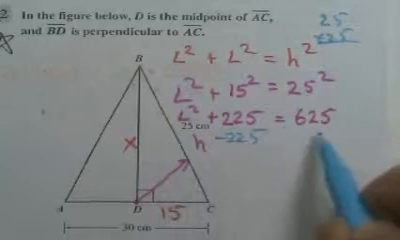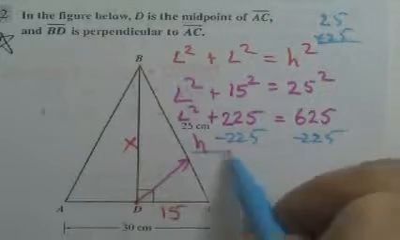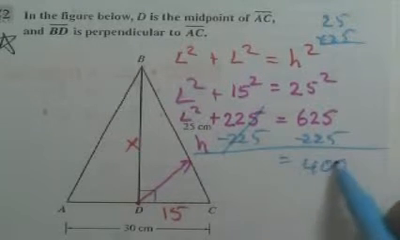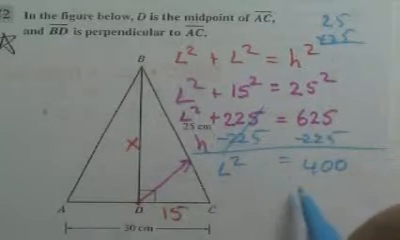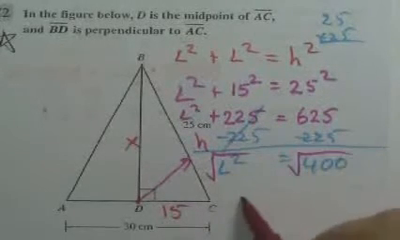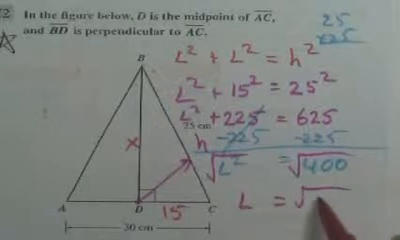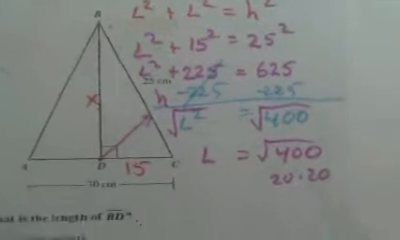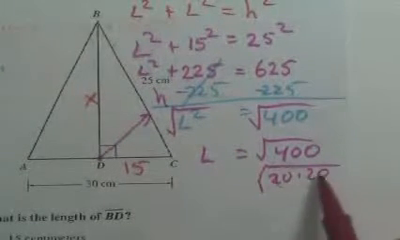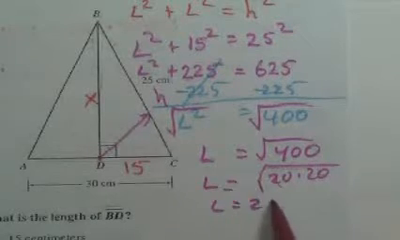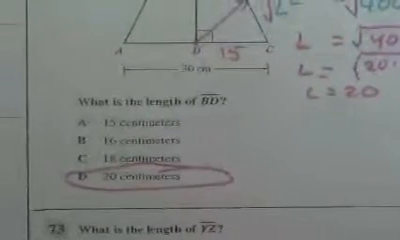I subtract 225 on both sides. That's gone. And 625 minus 225, that's 400. And then I want to know what L squared is. Next, I square root it. And L is the square root of 400. Now, wait a minute. 400 is 20 times 20. So a pair jumps out. Your answer is 20 then. L is 20. Correct answer is letter D.